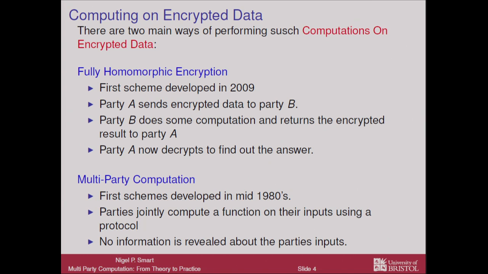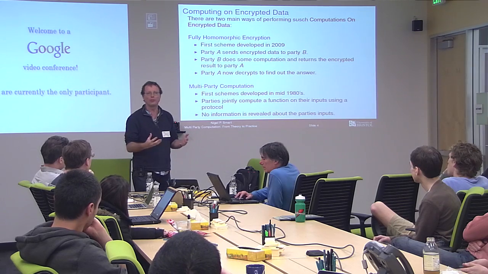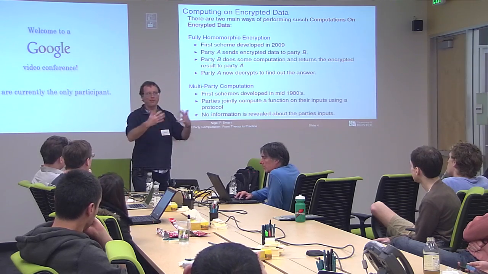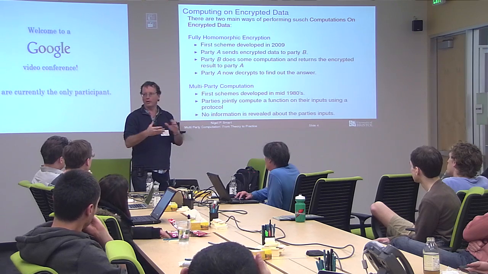They want to compute this function, but they want no information about their input revealed. The classic prototypical example here is voting. You all have someone you're voting for. You want to know the outcome of the election, but you don't want any information about what your vote was, except for what you can determine from the outcome of the election.